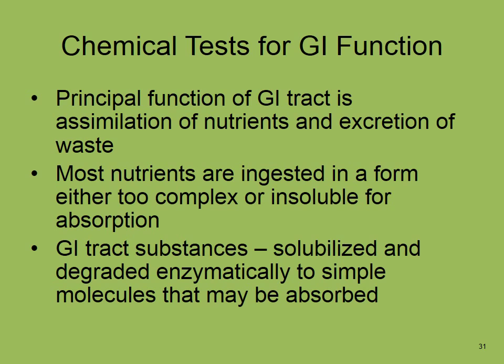to GI function. So there are a few chemical tests that we do use for gastrointestinal function. As we know, the principal function of the GI tract is to assimilate nutrients and excrete waste. Most nutrients are ingested in a form that's actually too complex or insoluble for absorption, and our GI tract kind of takes those, solubilizes, degrades things enzymatically, and turns them into simple molecules that can be absorbed and used.